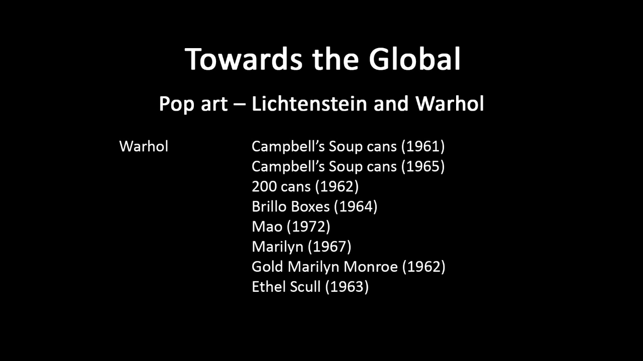This is back to 1962, 200 cans. So he's solved that problem that the individual images might be bought by different people, and he's got 200 cans all together in one image, putting all the different varieties side by side.